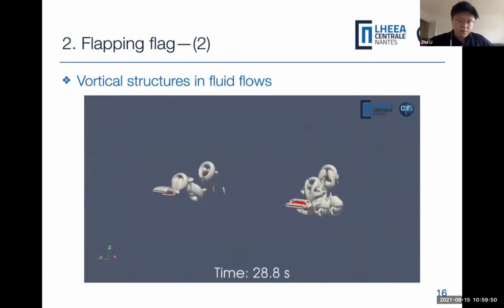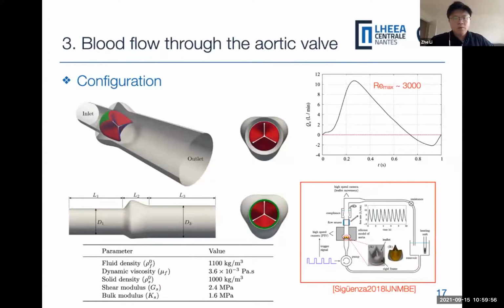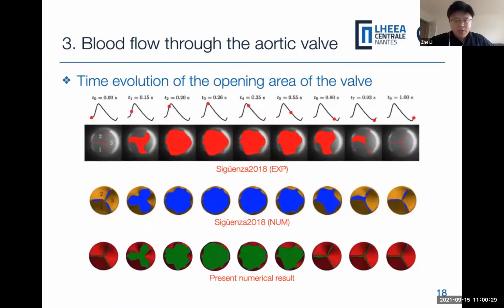Finally, I will show you the last case, about blood flow through the aortic valve. Here the configuration is the same. In fact, we propose this test case in order to reproduce what has been done in the paper of Sigüenza. At the inlet, we impose a pulsatile and periodic volume flow rate. When the volume flow rate attains its maximum value, the Reynolds number is about 3,000, which is the order of magnitude of realistic biomechanical situations.